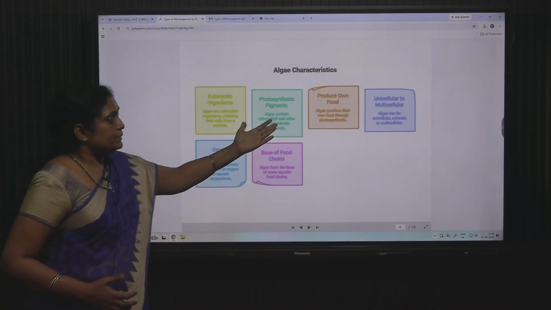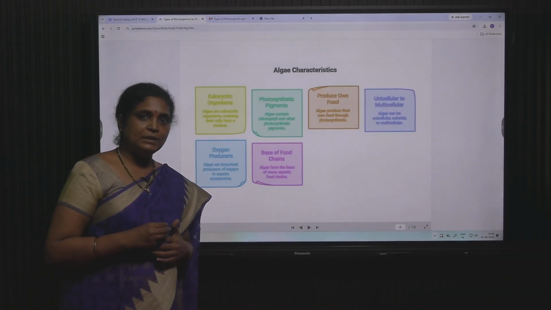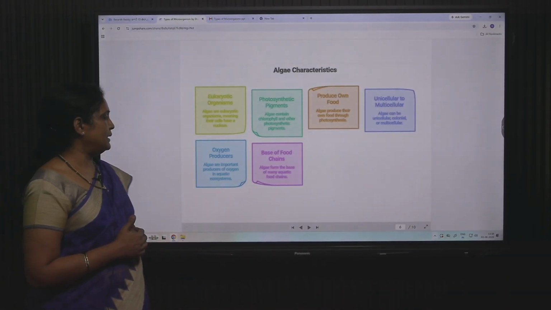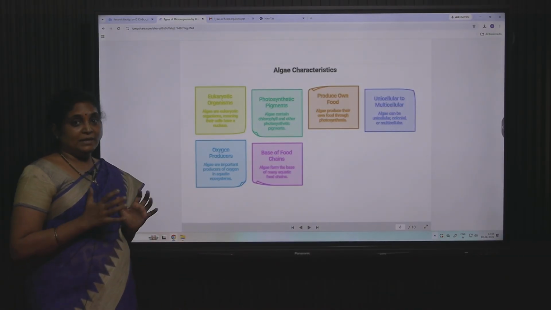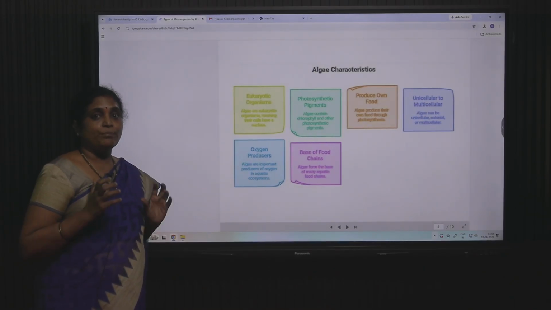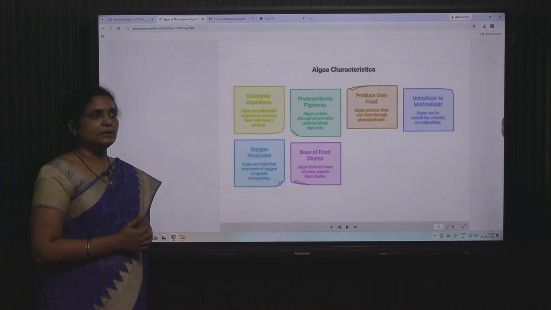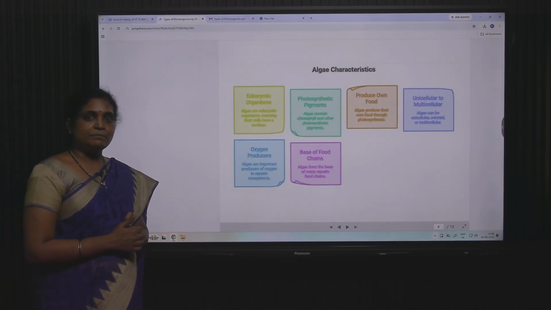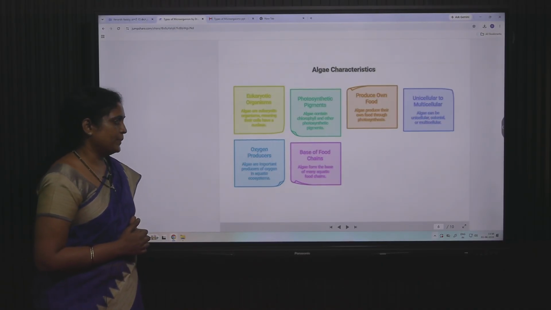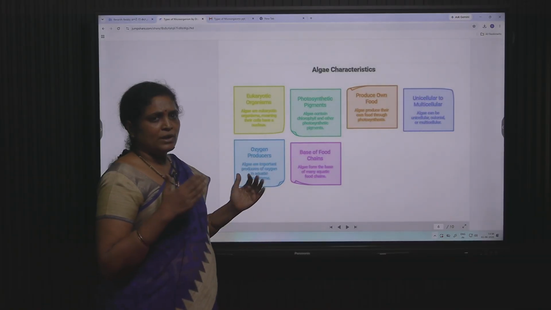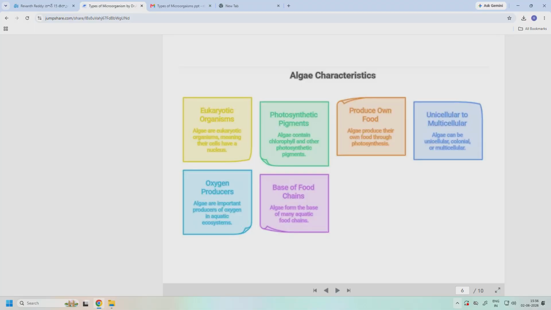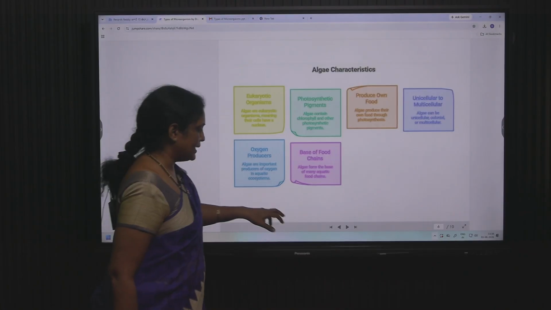Some of the algae are unicellular and most of the algae are multicellular, and we can consider that algae are prominent oxygen producing organisms. On our earth, most of the oxygen is produced by algae and plants. And it is one of the bases of the food chain. Generally we consider that algae is the base of the food chain because it is a producer, an autotrophic organism.